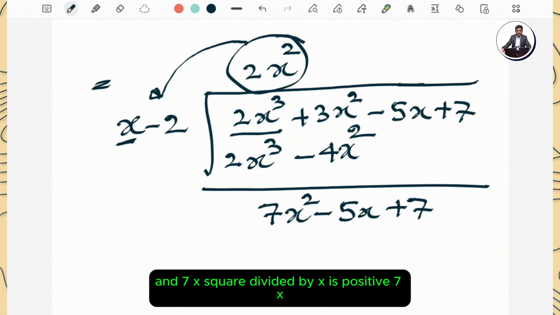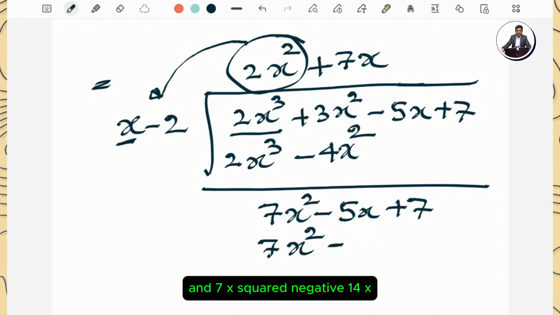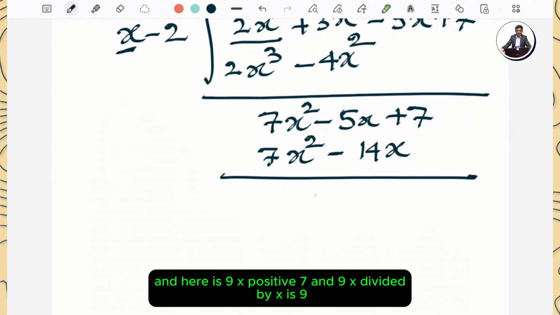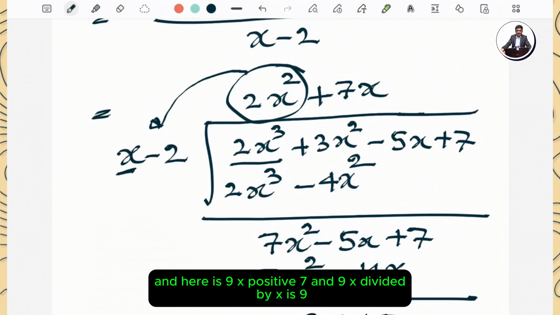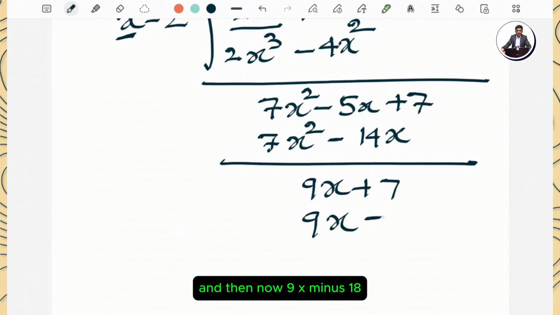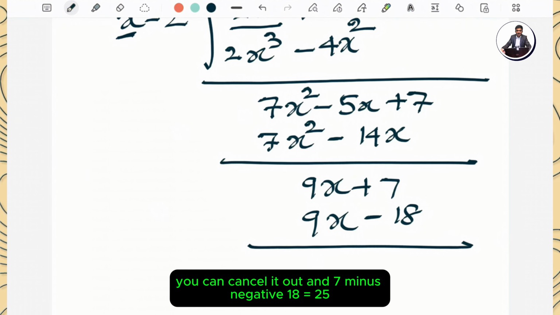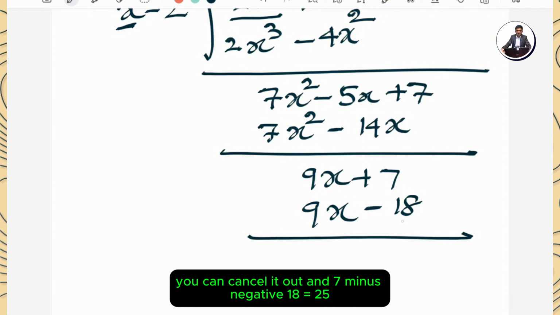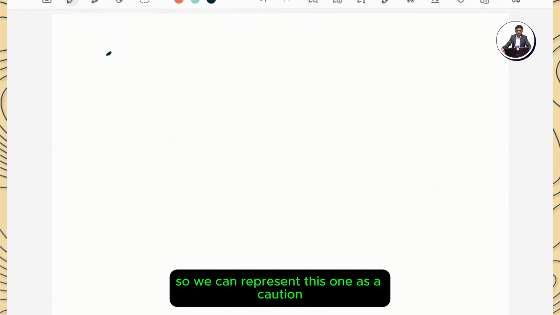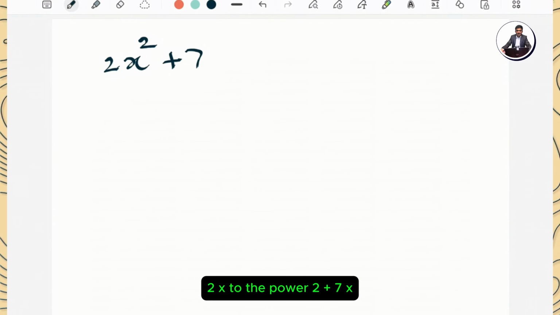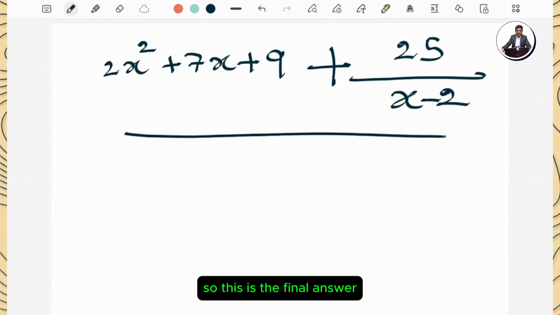And 7x squared divided by x is positive 7x. And 7x squared minus 14x. And here is 9x plus 7, and 9x divided by x is 9. And then 9x minus 18. 9x minus 9x, you can cancel it out, and 7 minus negative 18 is 25. So we can represent this as the quotient 2x to the power 2 plus 7x plus 9, plus 25 over x minus 2. So this is the final answer.